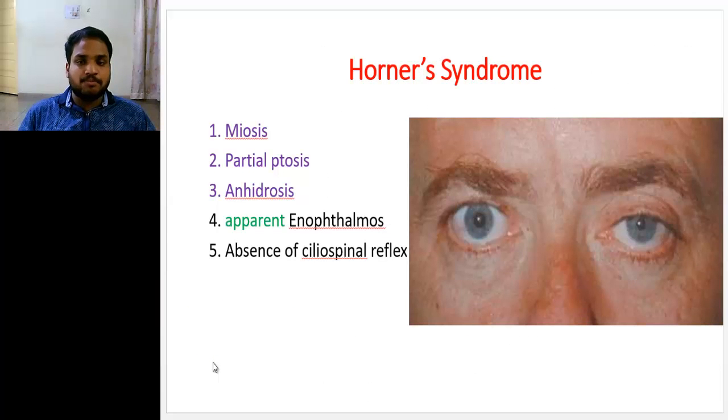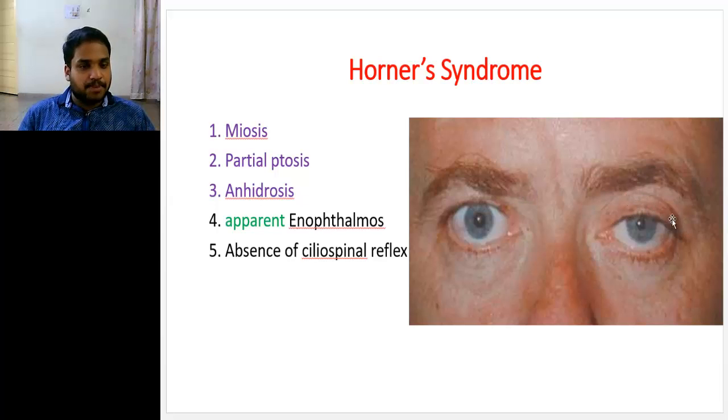So what is Horner's syndrome? There are 5 features. One is miosis. The nerves are supposed to supply the dilator pupillae, whose function is to dilate the pupil. That supply is gone, which would result in miosis, or constriction of the pupil. Here you can see, when compared to the right eye, the pupil of the left eye is constricted. That is miosis. Fine.